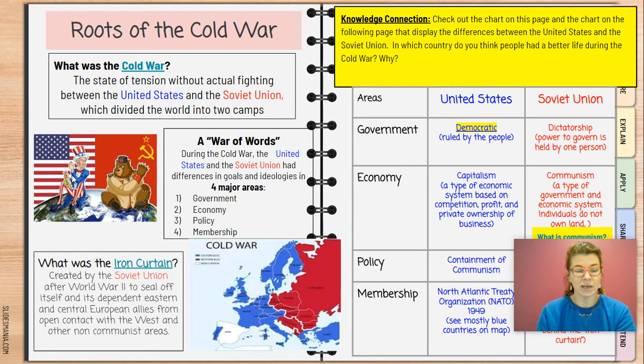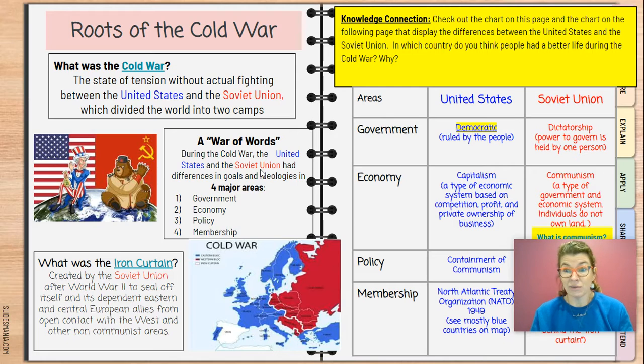And if you remember the other day, I talked to you about Uncle Sam being very symbolic of the United States and a bear being very symbolic of the Soviet Union. And so you can see this division here between the United States and the Soviet Union in this little political cartoon image. During the Cold War, we have the U.S. in blue in one corner and the Soviet Union in red in the other corner. And they had differences in things that they believed in and their goals and ideologies.